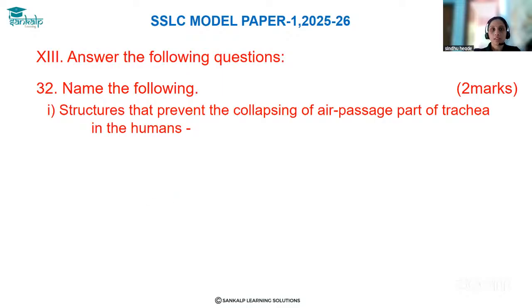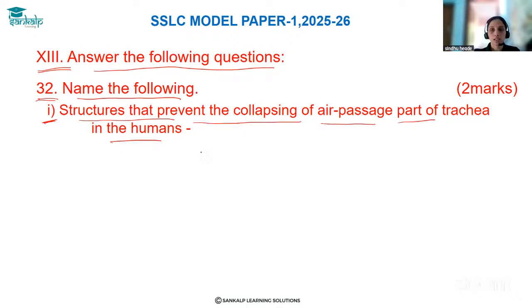Hello everyone. Let us see 13th main. Answer the following questions. Question number 32. Name the following. In that first one, the structure that prevents the collapsing of the air passage part of the trachea in humans is called what?